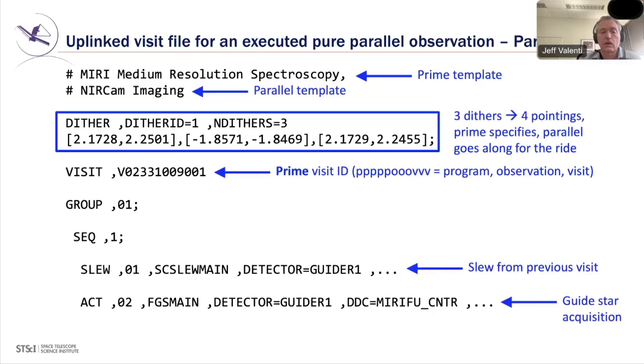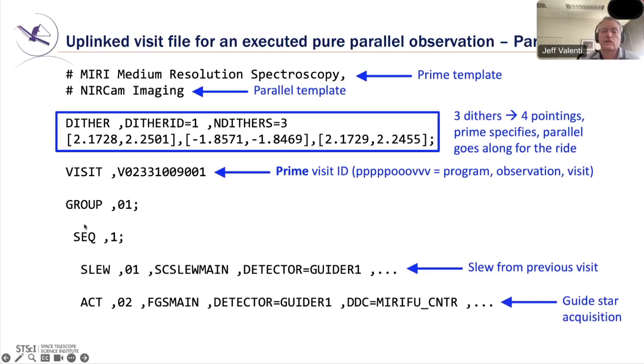All right. So here's a piece that you don't really see in JDocs because normally it's not relevant, but I think it's helpful to understand what's going on with pure parallels. For every visit that we execute on the observatory, we upload a visit file that tells the observatory what it needs to do for that observation in that visit.